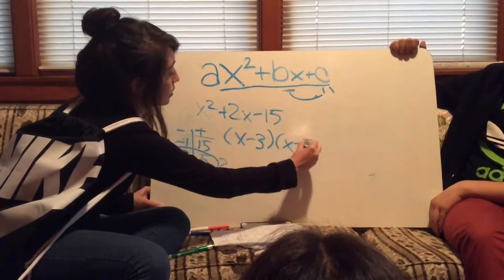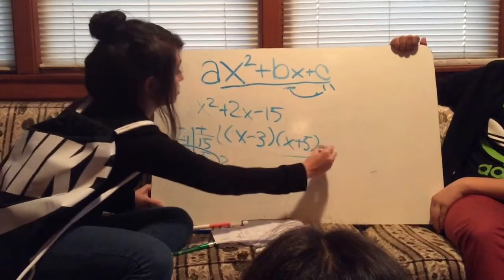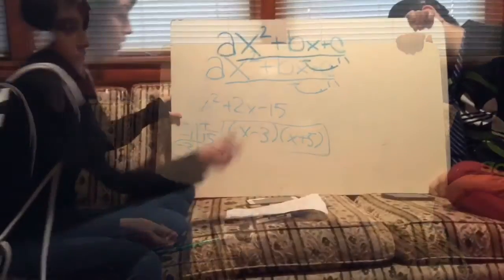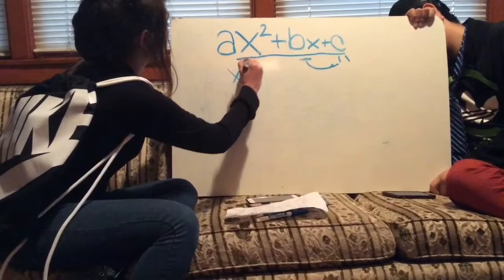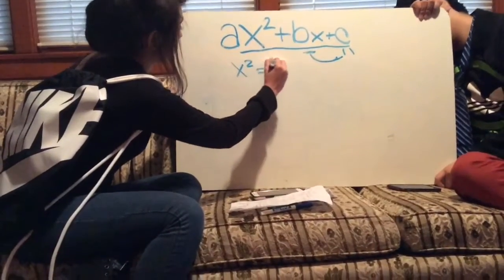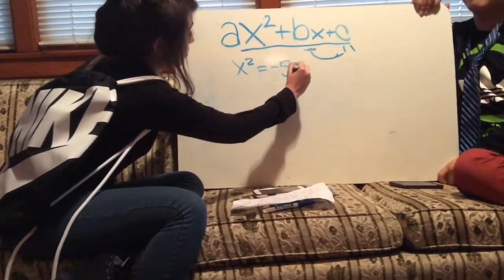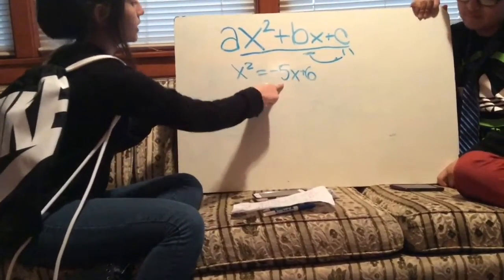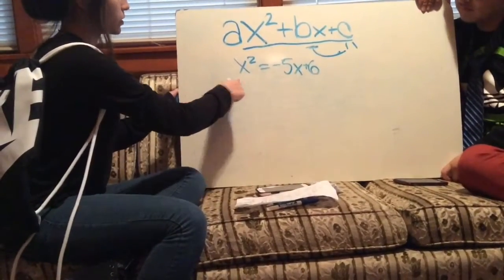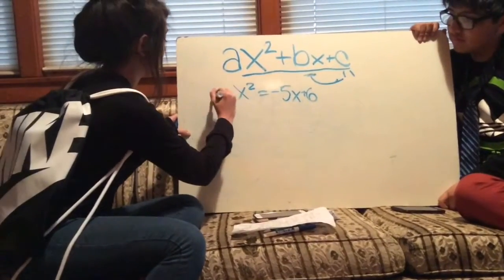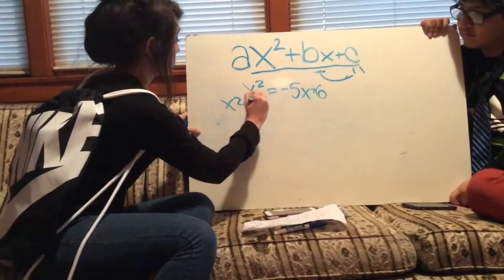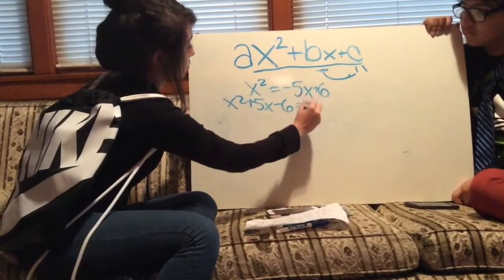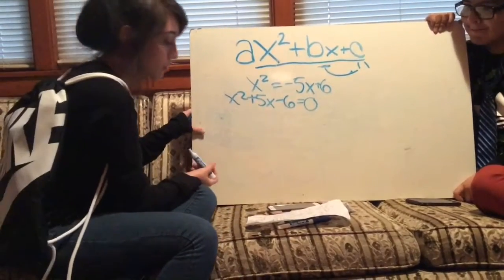And then x plus 5 equals negative 5x plus 6. But we need to put this side on the same side as x squared, so we have to do the opposite, which would be x squared plus 5x minus 6 equals just 0. And we can just ignore that part.